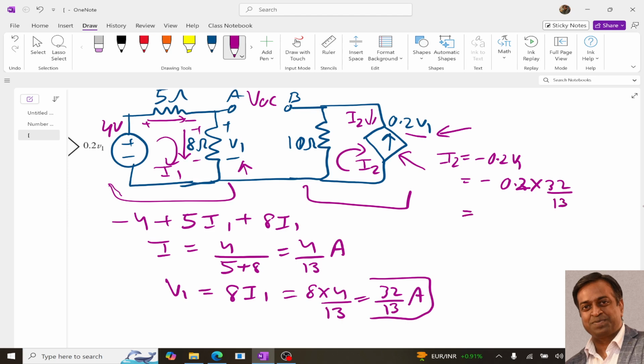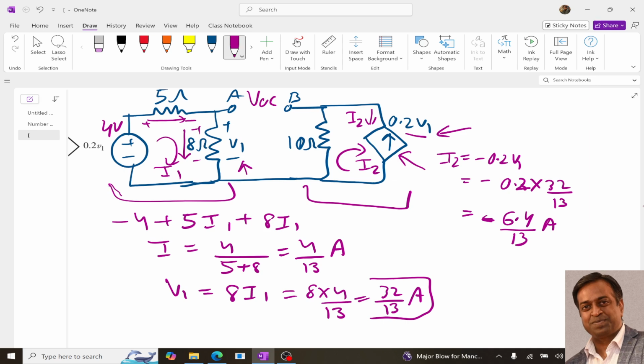Solving this one, we will get minus 6.4 upon 13 amperes. So I get I2 as this.